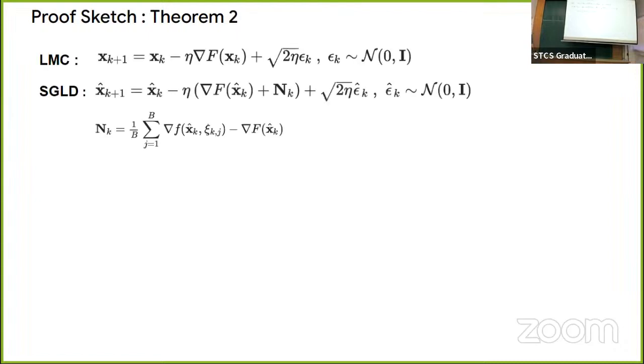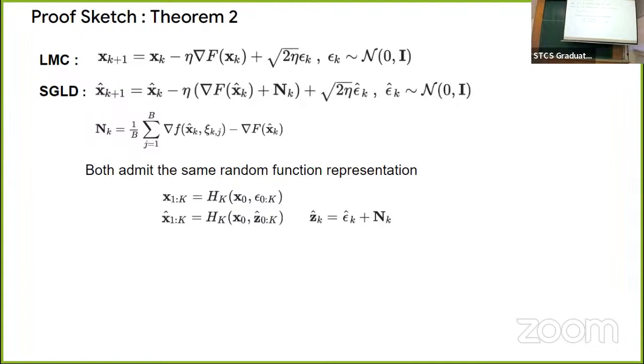Okay, let me quickly sketch the proof of this theorem. Let's say LMC has its update, which I showed, and then we have the SGLD update, which is like this. They have the same random function representation. That is, x1 to xk can be seen as a function of x0, the initial point, and epsilon 0 to epsilon k, that is the Gaussian noise sequence. It's a measurable function of the noise sequence and the initial condition.